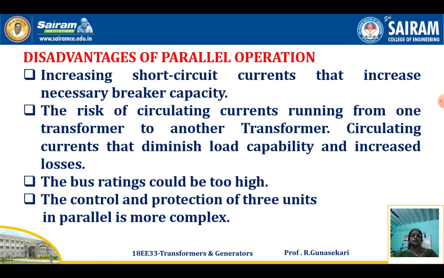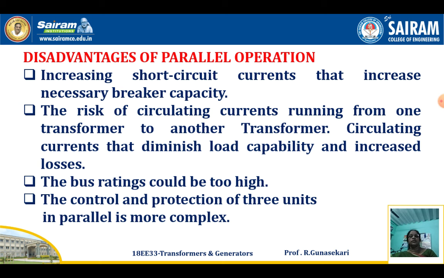Then the disadvantages of parallel operation. The disadvantage is increasing short circuit current, which increases the necessary breaker capacity. The second one is the risk of circulating current. I already told you about the circulating current for dissimilar transformers. It increases the copper loss, and it also reduces the permissible kVA rating of the transformer.